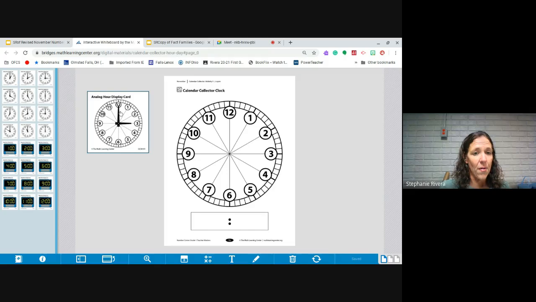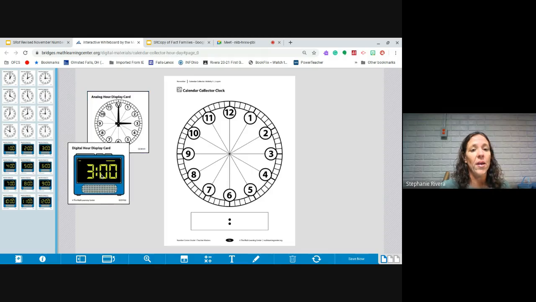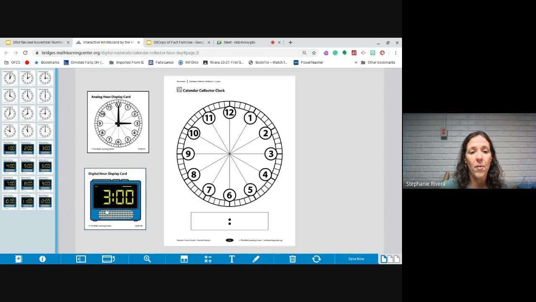We have the short hand, the hour hand, on the 3, and the long hand on the 12. What time is it? Oh, I heard you yell it out. You're right. It is 3 o'clock, and this is how I write it in digital time. 3, then our 2 dots and our 00. 3 o'clock.